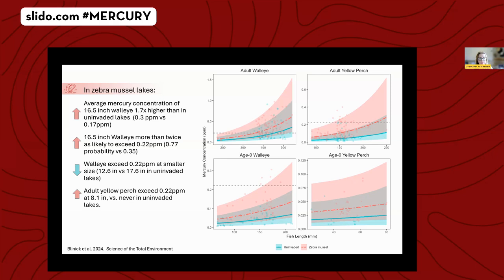We also see that walleye exceed that threshold at a smaller size in lakes that have zebra mussels, so 12.6 inches versus 17.6 inches on average. This is average across all lakes. And for yellow perch, although generally they are well below the 0.22 part per million threshold, we do see large adult yellow perch on average exceeding that threshold at 8.1 inches, but they're really never expected to exceed that threshold in uninvaded lakes. So just another way to summarize those results when taking into account fish size, which also points to some of our ongoing and future work related to what can we do about this in terms of adjusting maybe harvest or consumption strategies for groups that might be concerned about mercury consumption. So we'll come back to that.